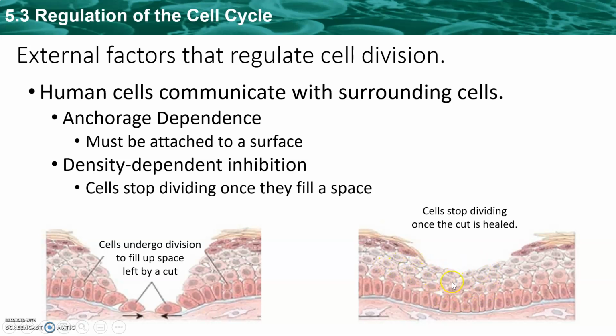Now, once they fill this gap and they have cells surrounding them again, that is a signal for them to stop the cell cycle. They would enter G0 at this phase, and they would just do their normal function, but they would not keep dividing, or else that would result in a big mound of excess skin cells here.